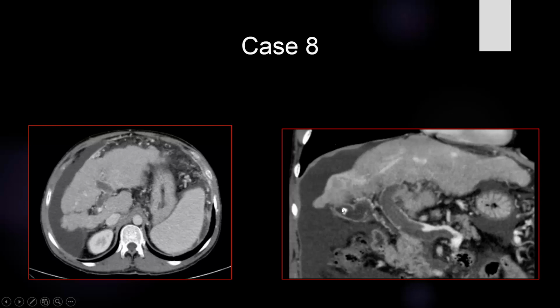We can also see here a gallbladder stone. This is a typical case with multiple key answers. You should answer all the findings here in the slide.